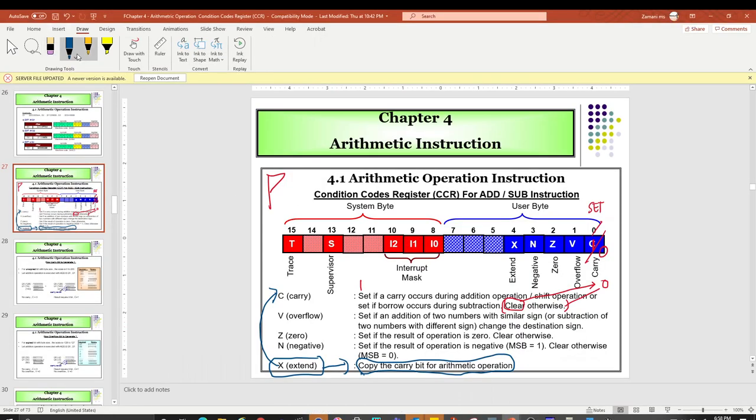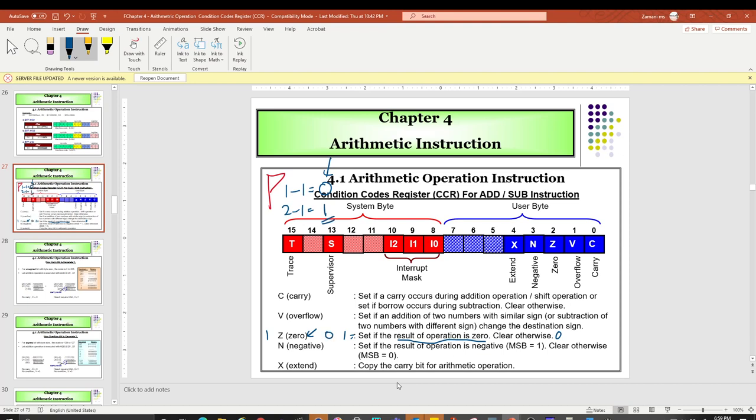Okay, the third flag. What we are going to learn about the third flag is the zero flag. So this is the third one I'm going to teach, the zero flag. It will be set to 1 if the result of the operation is 0, and cleared otherwise. It's very simple: if 1 minus 1 is equivalent to 0, then the flag will be 1. If 2 minus 1 is equivalent to 1, this is not 0, then the flag will be 0. So it's very simple.